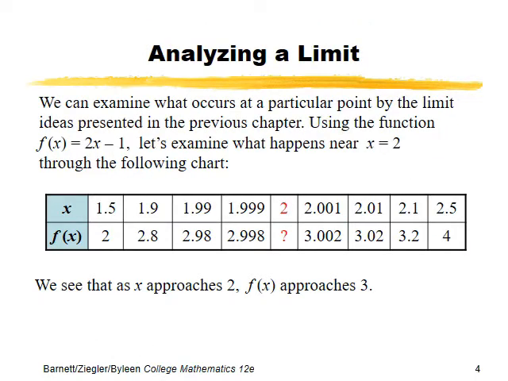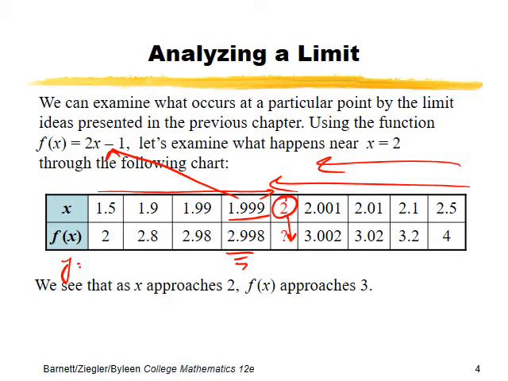For example, we are approaching towards 2 from the left side. We are very close to 2, but we cannot substitute 2. Likewise, we are approaching towards 2 from the right side, but we cannot substitute 2 because we have no idea what the value of the function at x equals 2 is. Correspondingly, when we substitute x equals 1.999 into this function, we get y or f of x equals 2.998. Likewise, when we approach from the right side, we substitute a number very close to 2, but not 2, and we get 3.002.